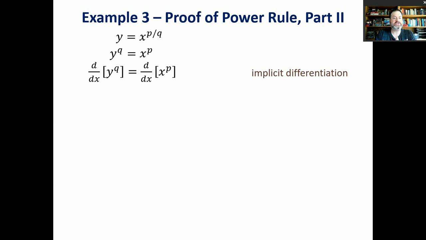Use implicit differentiation. So think about what's going to happen here. On the right side, you're just going to get p times x to the p minus 1. On the left side, you're going to get q y to the q minus 1 times y prime because of the chain rule, right? Don't forget the chain rule.